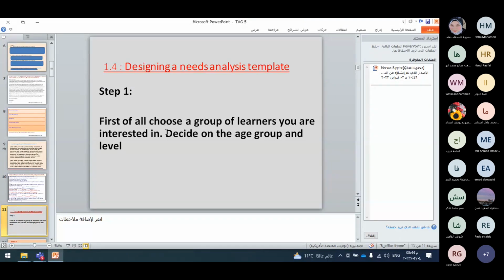Okay, now how to design a needs analysis template. We have two steps, guys. The first step. So now I, as a teacher, want to design a needs analysis template. Have you heard before about the needs analysis?